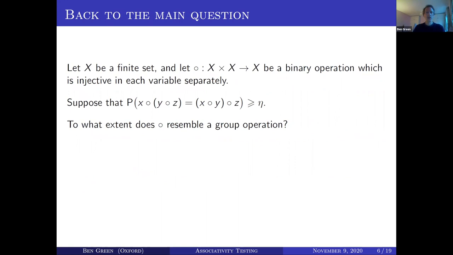I have a finite set X, a binary operation, which is reasonably injective in each variable. With positive probability, you have this associativity relation. So if you randomly pick X, Y, and Z in this set X, associativity will happen with some positive probability eta. And we want to know to what extent does this resemble a group operation.